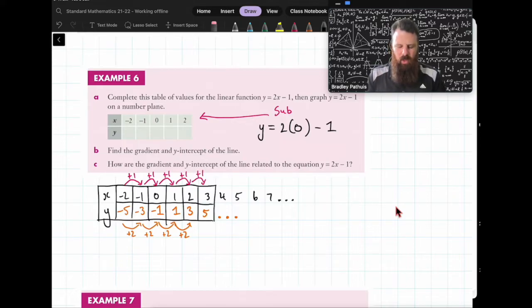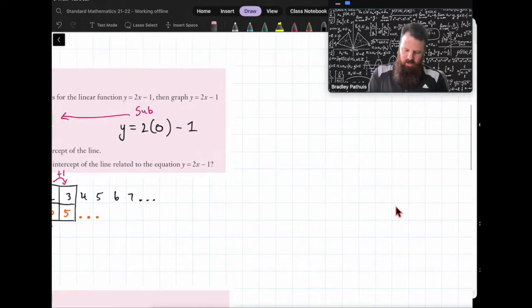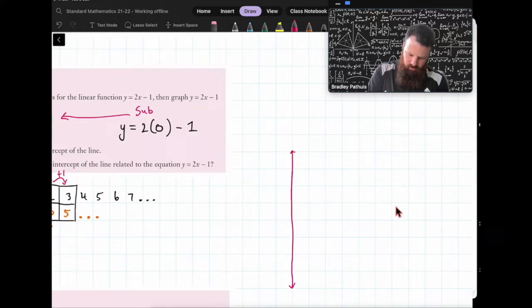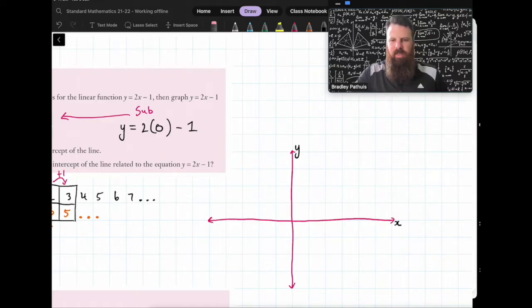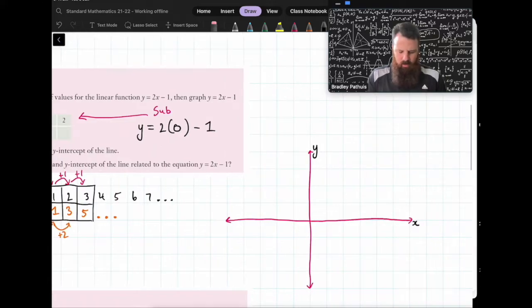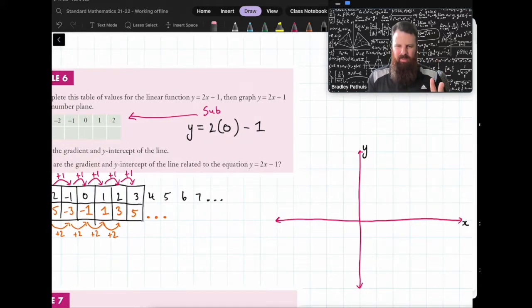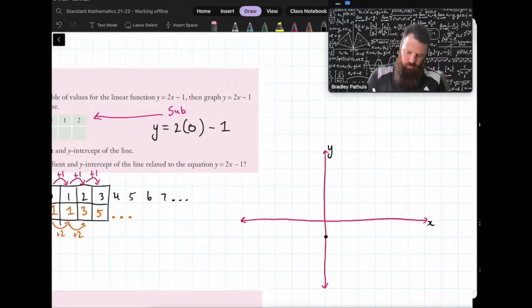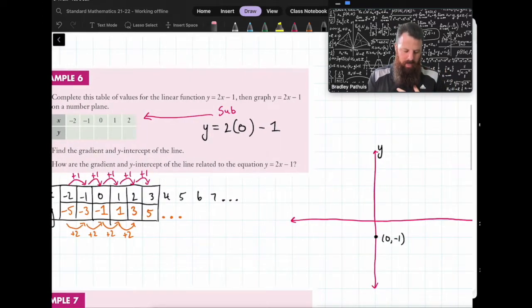Okay, time to graph that. So just off to the side here, I'm just going to quickly draw in a number plane. Now, for you guys, when it comes to an exam, this is going to be expected to be done with a ruler every single time. So I would encourage you to use a ruler, and then all you need to do is plot points. Now you only need 2 points to form a straight line. So there's a point there, and that point there is 0, -1, also the y-intercept. And I'm just gonna pick a second point that I know lies on that line somewhere.